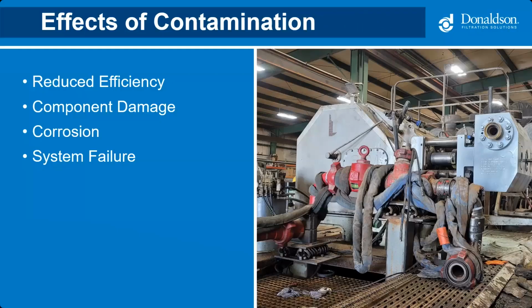The effects of that contamination in the hydraulic fluid are really far-reaching. They can reduce the efficiency by increasing friction and wear, leading to higher energy consumption and slower operation. Contaminated fluid can also damage components. Abrasive particles like dirt and metal shavings can wear down pumps, valves, and cylinders, leading to malfunctions and premature failures. Water and other contaminants can accelerate corrosion, further reducing the lifespan of these components. And in severe cases, contamination can cause a complete shutdown or a failure, resulting in significant downtime and repair costs.